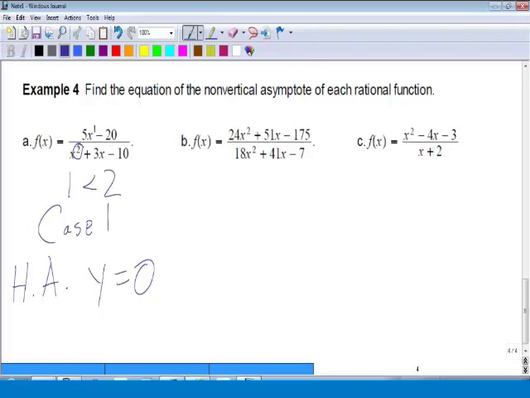B part, degree of the numerator is 2, and the degree of the denominator is 2. And since 2 equals 2, it's actually case 2, not because it's 2's, but because they're the same. When the degrees are the same, what do we look at?